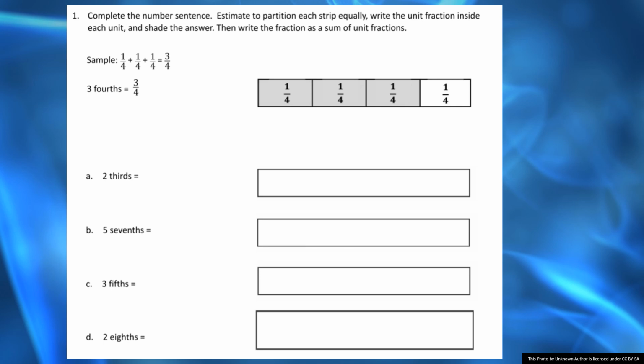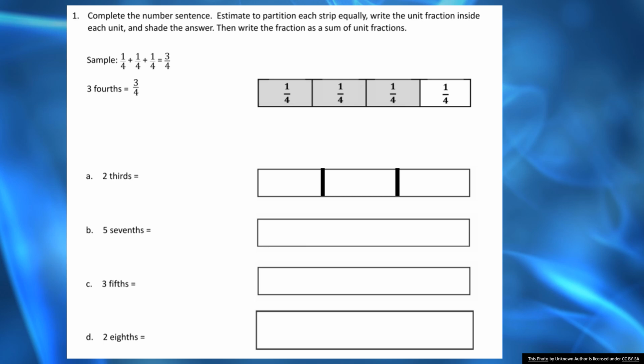So let's look at A. A wants us to display or show 2/3. So first, we're going to partition or divide the rectangle into thirds. So we need 2 lines. Let's put one here and one here. Now, it's partitioned or divided into thirds.